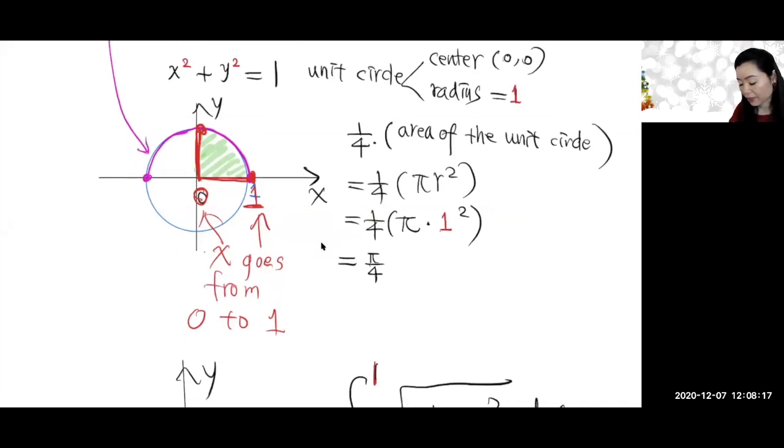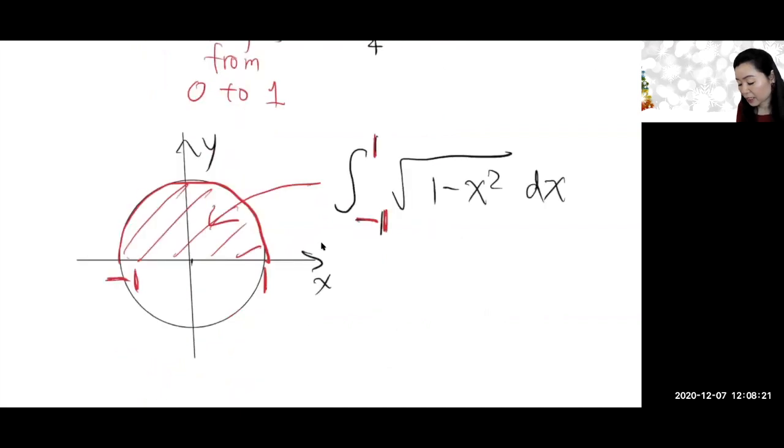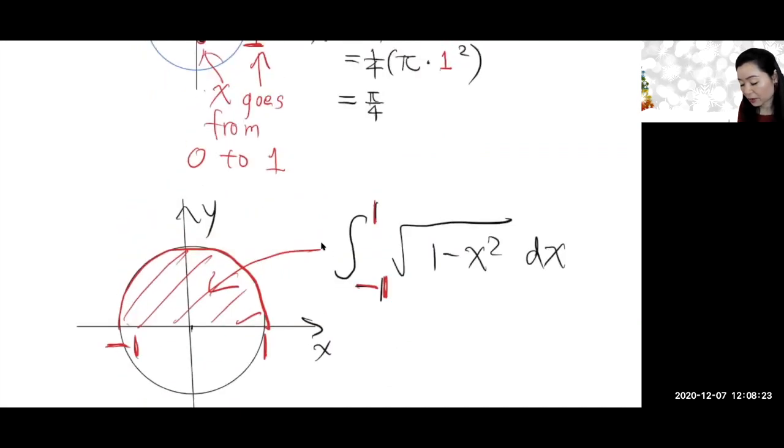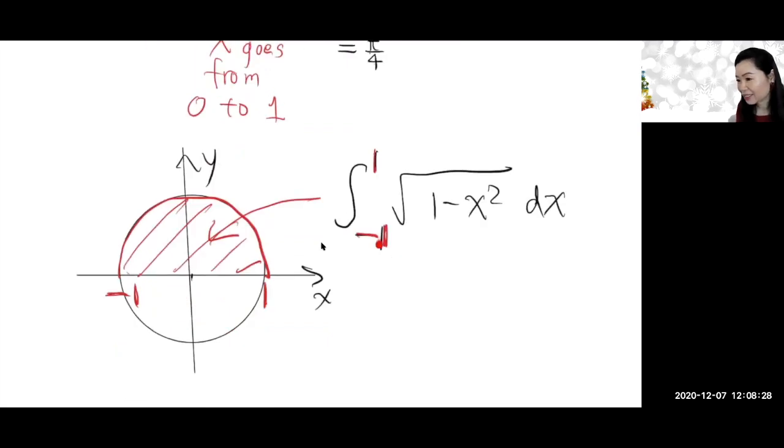What if a student asks about this integral, where instead of x going from 0 to 1, x goes from -1 to 1? That will correspond to this half circle. X goes from -1 to 1, so that's the area of this half circle.